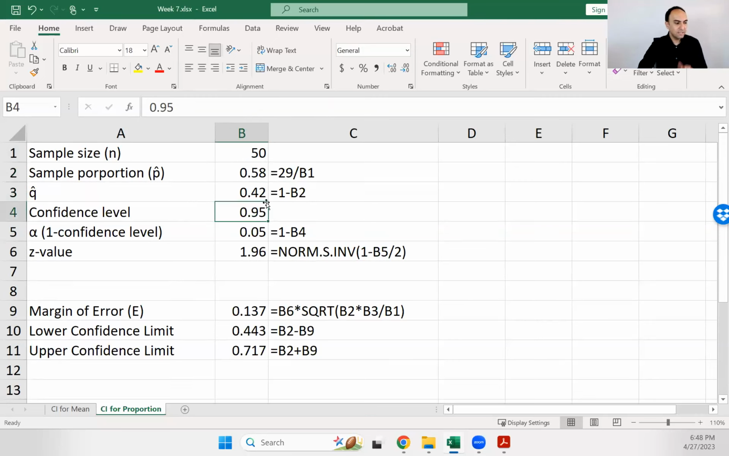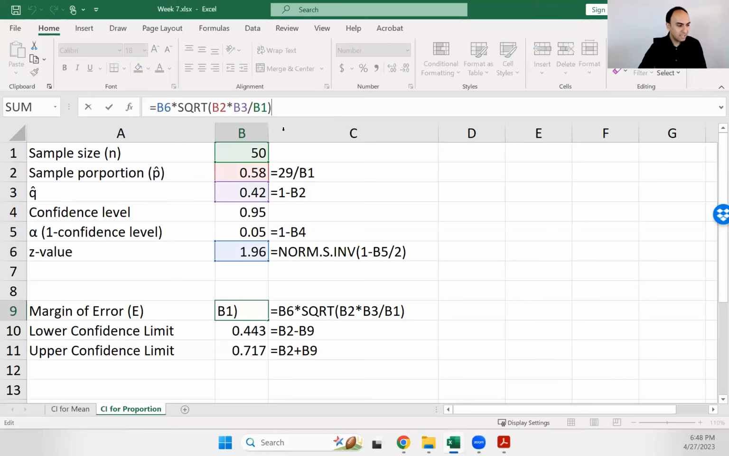You set the confidence level and you calculate the Z value. There is no nice and easy formula like the previous one that gives us the margin of error. So here we need to calculate it ourselves. How do we calculate that?